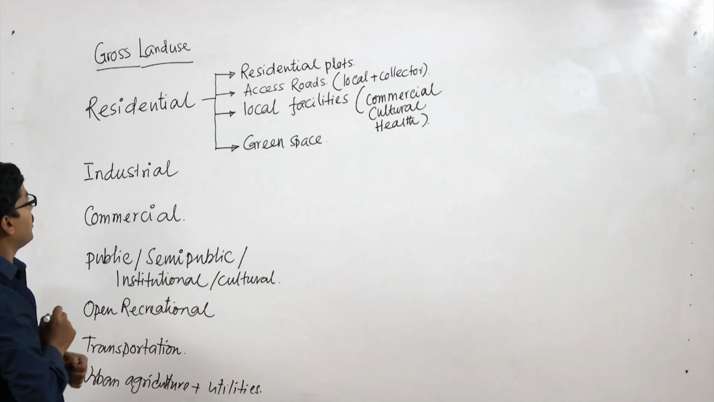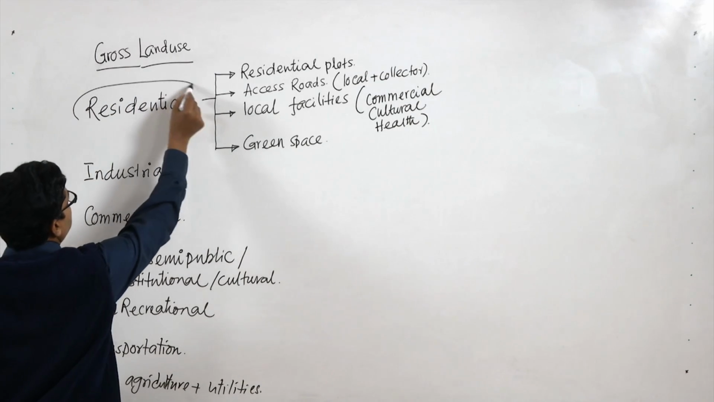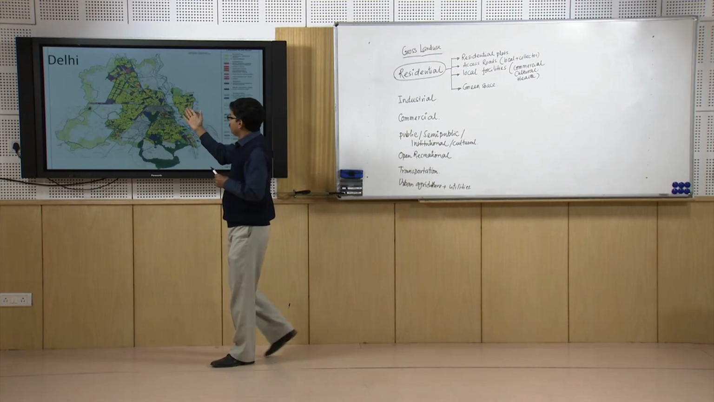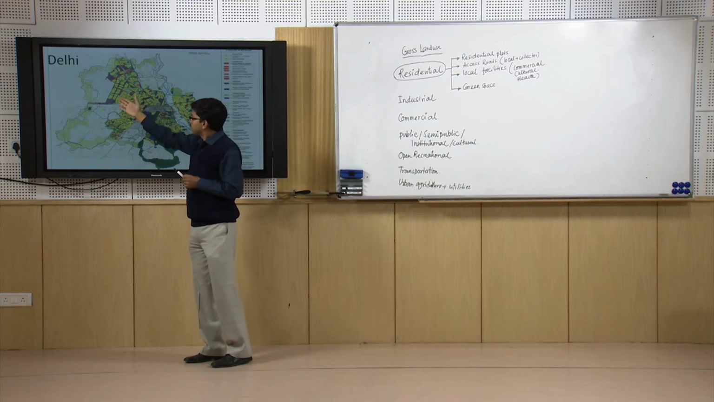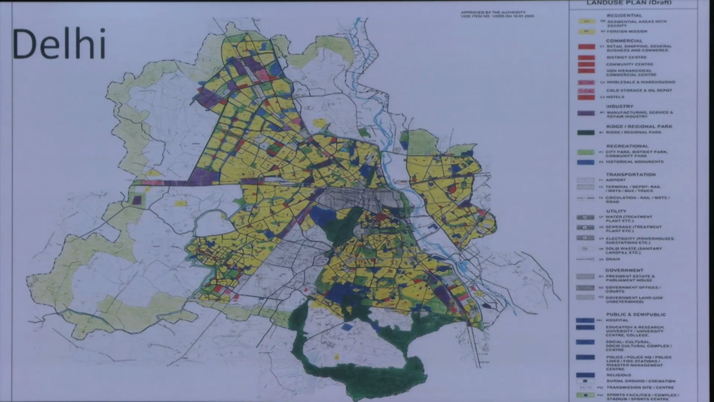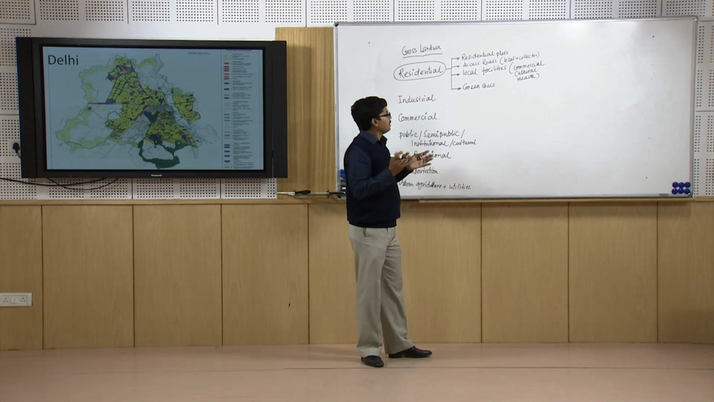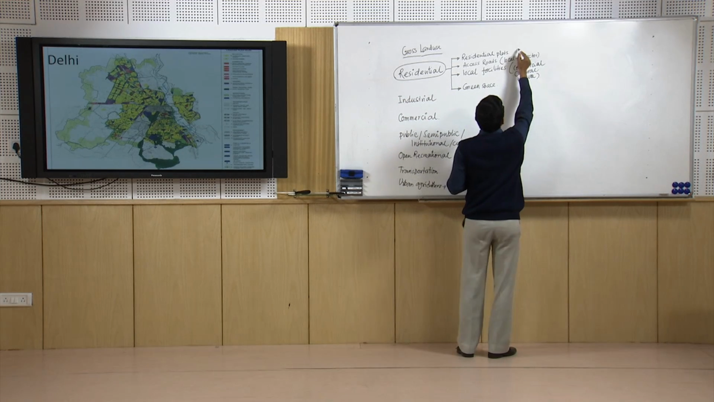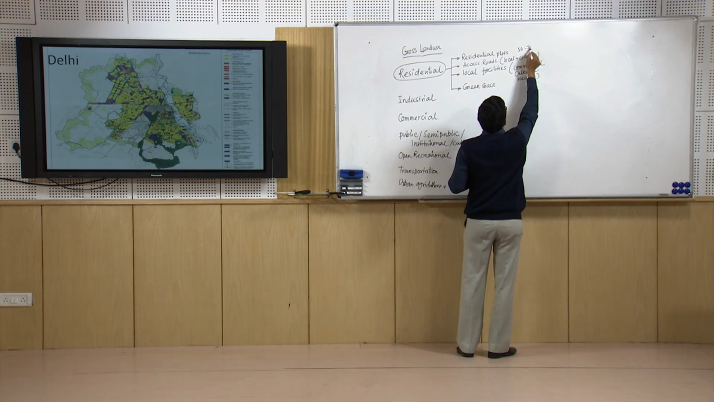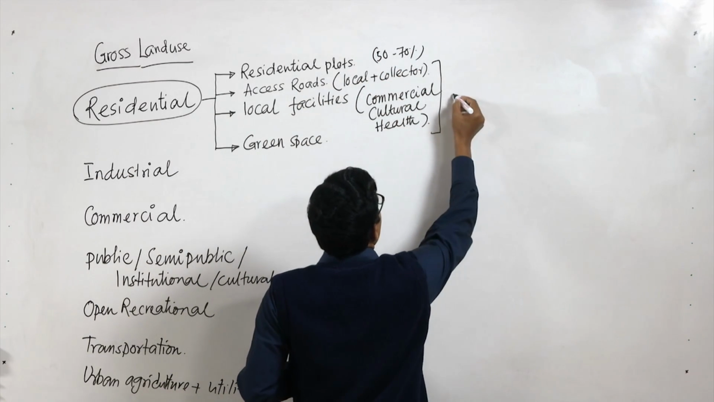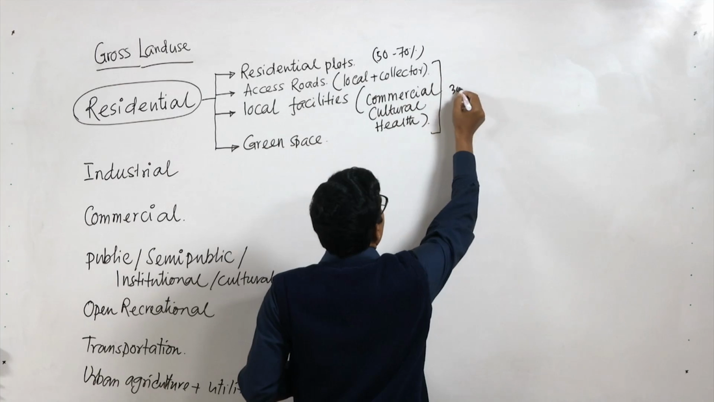So you can see that when we represent the gross residential land use by using a color code like yellow, every pocket we have shown is yellow, residential land use. But if we zoom in and look in a very detailed manner, we will find these four fundamental components, where residential plots will be around 50 to 70% of the total area, and the remaining area will be about 30 to 50%.